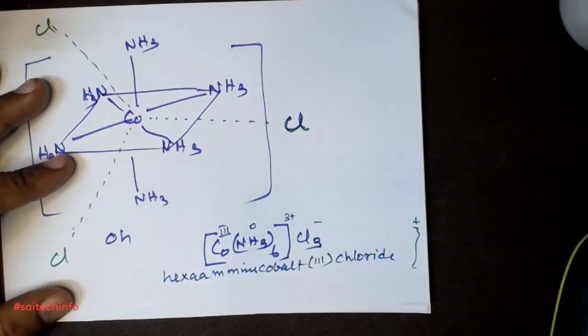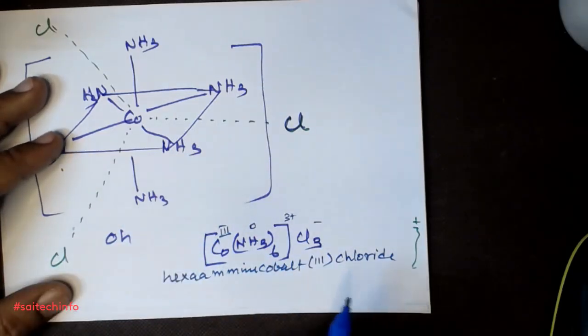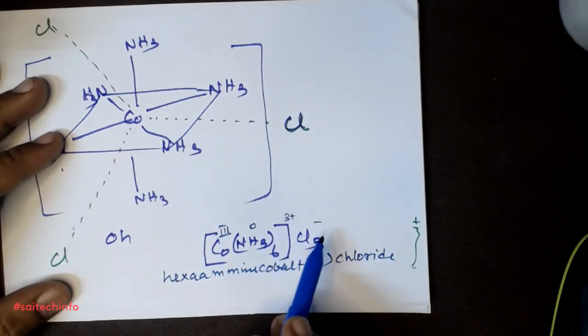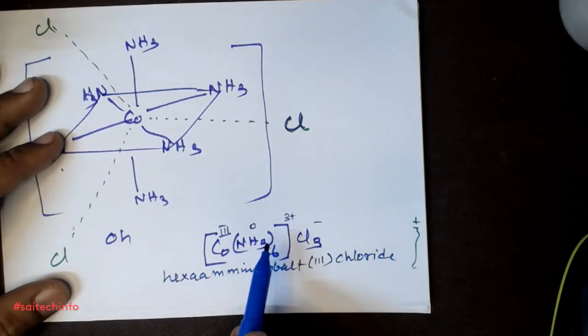Now can you draw a similar structure with 5NH3 and 1 Cl inside and 2 Cl outside, and what could be the name? Can you guess? Try.